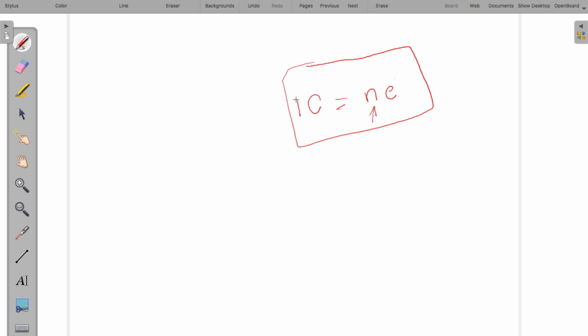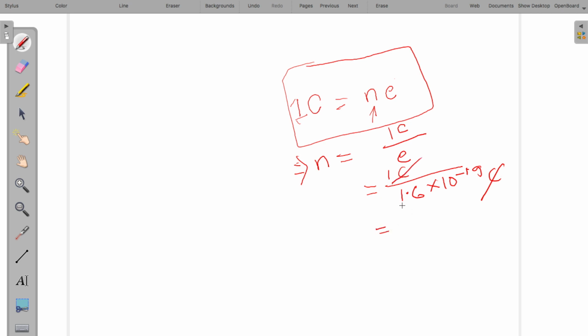ইয়াৰ পৰা আমাক কি ওলাব লাগে, n ওলাব লাগে, হয় না? We have to calculate কিমানটা আমাৰ ইলেক্ট্ৰন আছে. So আমি যদি n টো এটা সাইড ৰাখি দেও, আমাৰ কি হ'ব? 1 coulomb divided by electron charge. So 1 coulomb divided by, what is the value of e? The value of e is 1.6 into 10 to the power minus 19 coulomb. So this coulomb will cancel out and what will be the value of 1 by 1.6 into 10 to the power minus 19?